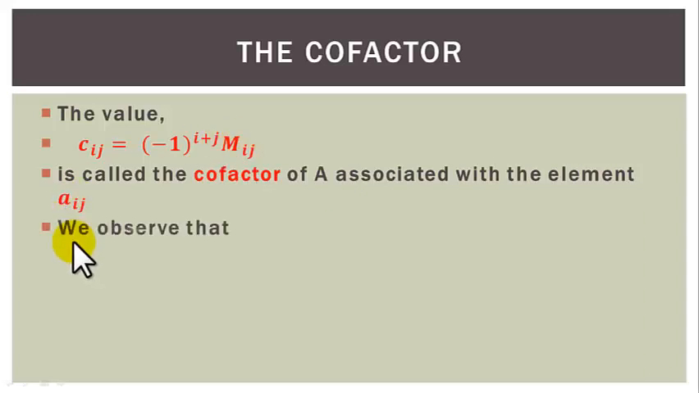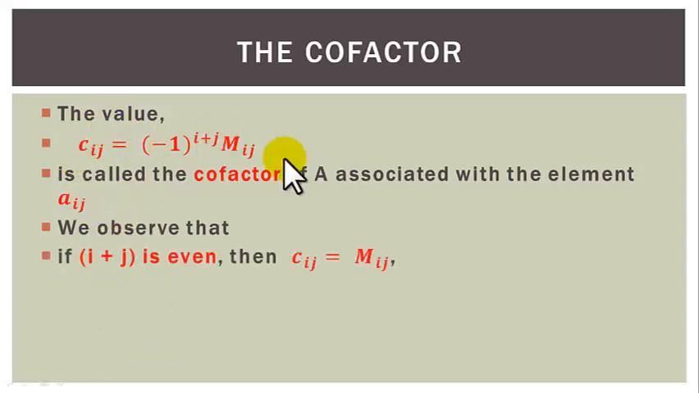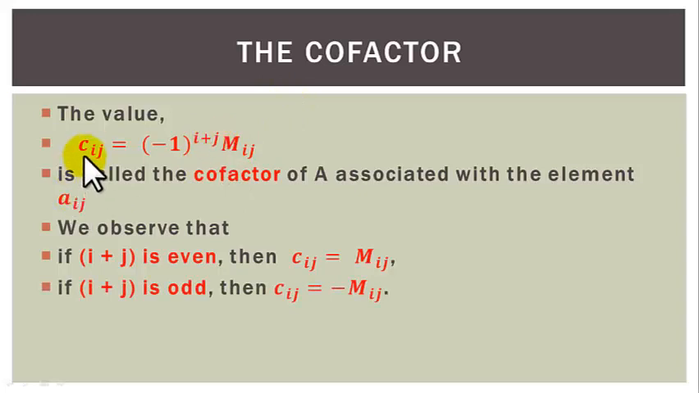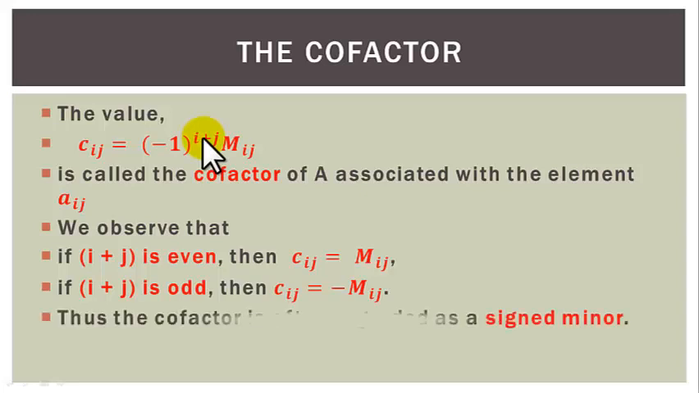We observe that in this formula, if i plus j is even, then Cij will be equal to Mij, since minus 1 raised to power even number is plus 1. Also, if i plus j is odd, then Cij will be equal to minus Mij, since minus 1 raised to power odd number is minus 1. Thus, the cofactor is often regarded as a signed minor.